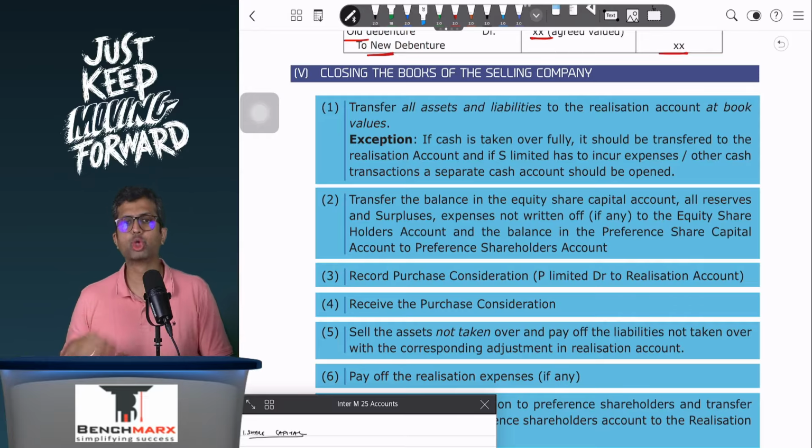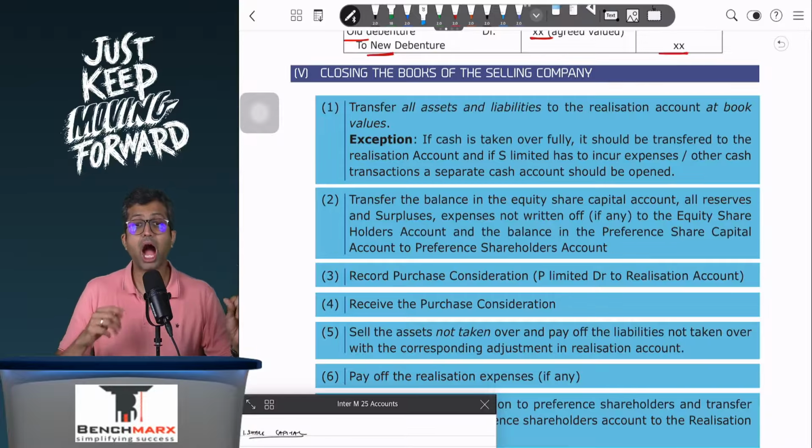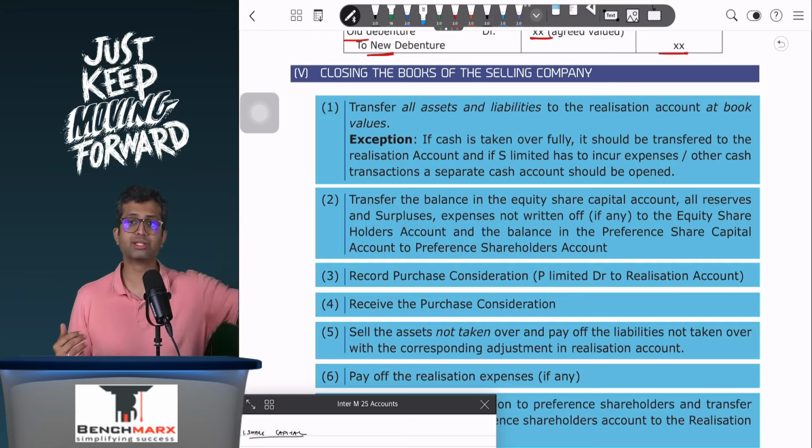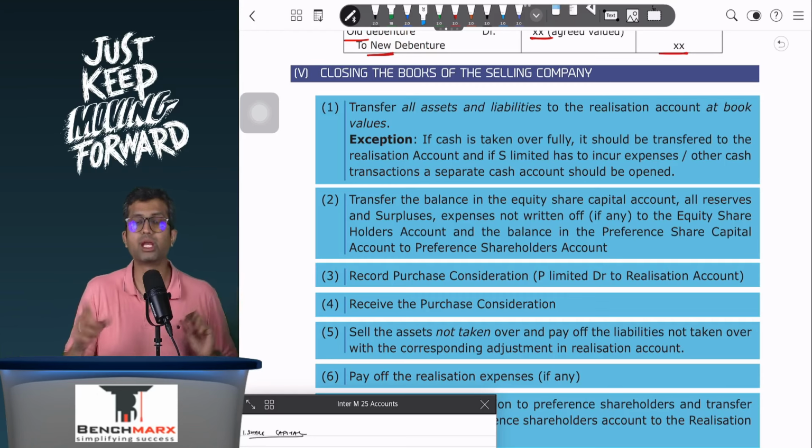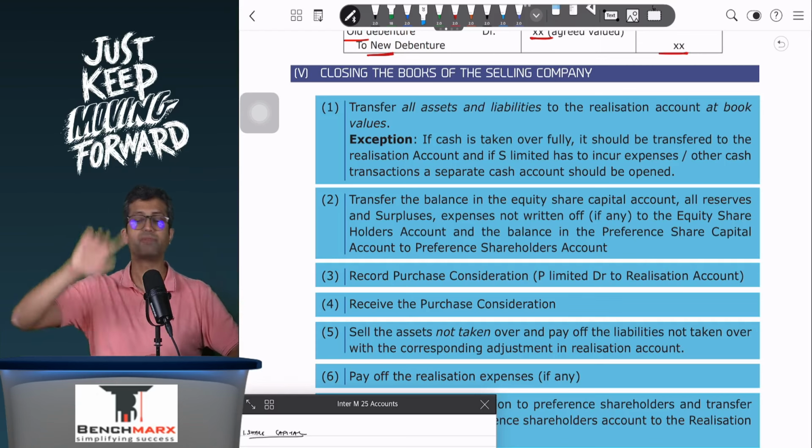Now, when I'm closing the books of the company, I will have to close my ledgers. And if I have to close my ledgers, the land might be having a book value of 100, fair value of 150. In my realization account, land has to be transferred. So realization account debit to land will be at what value? Sir, will it be at book values or fair values? Sir, if it is in the nature of purchase, at fair value, that is what is taken over.